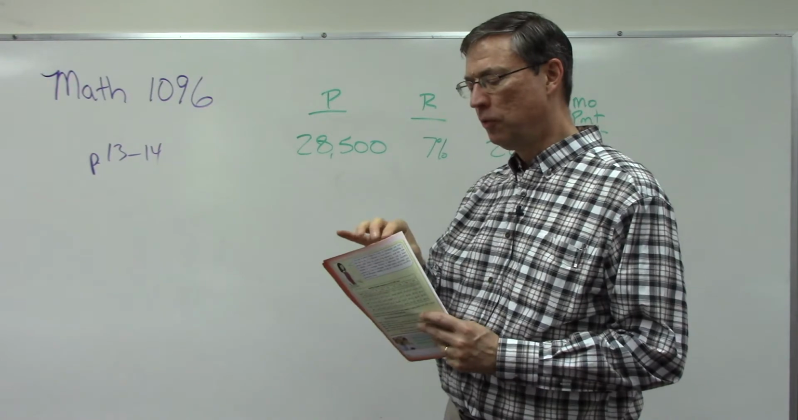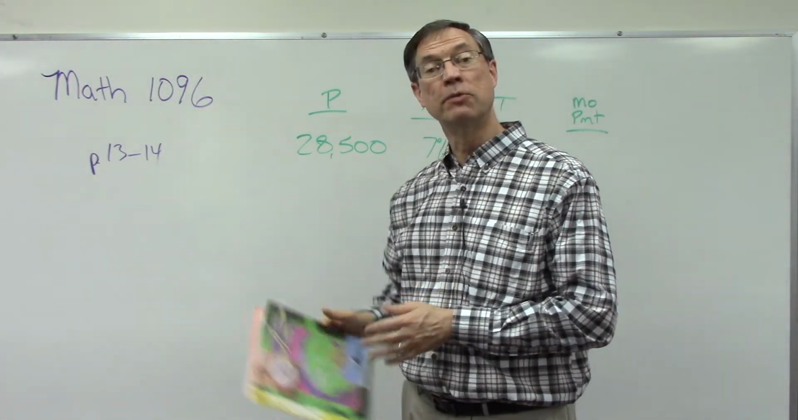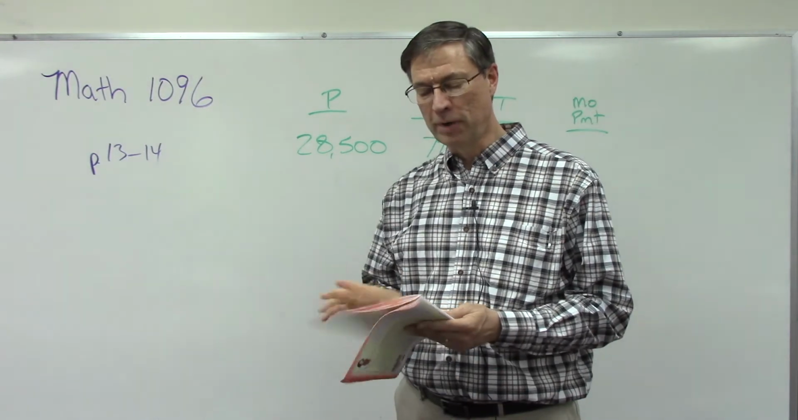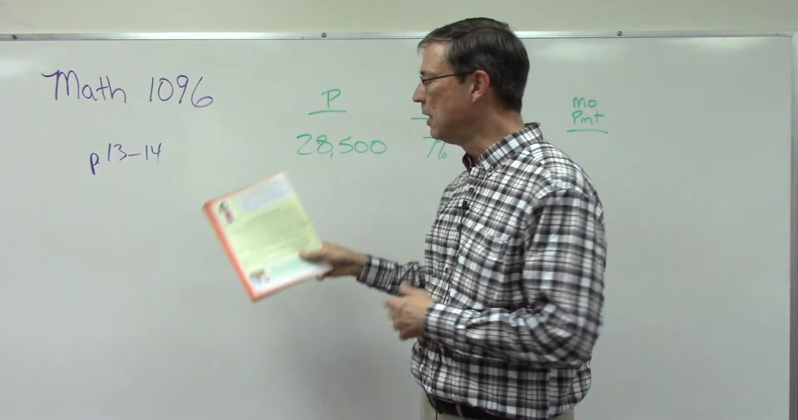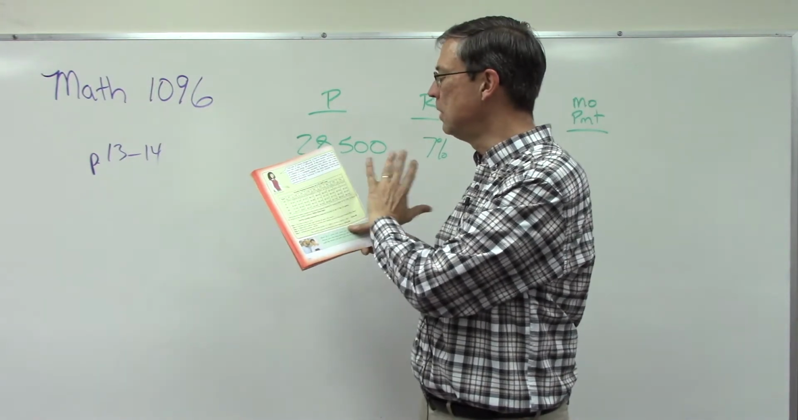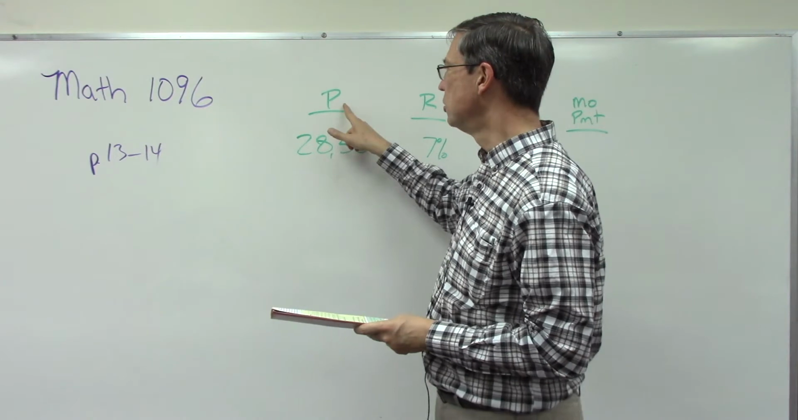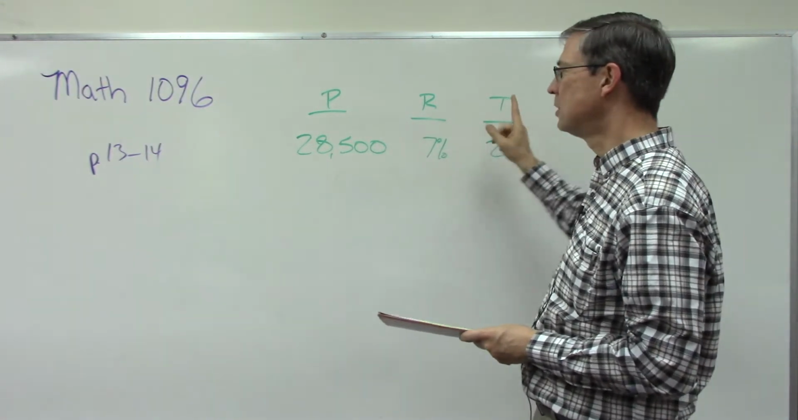Doing one more video for PACE 1096, pages 13 and 14. I want to clarify one point here. Very important chart. Again, it's using the main formula of interest equals the principal times rate times time.